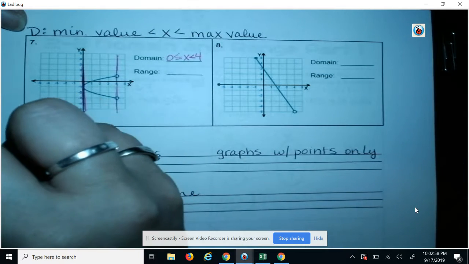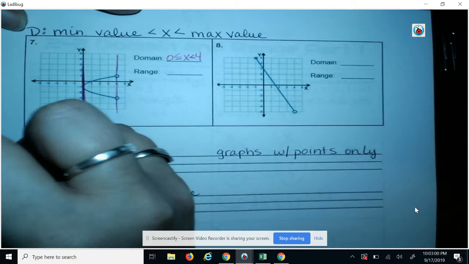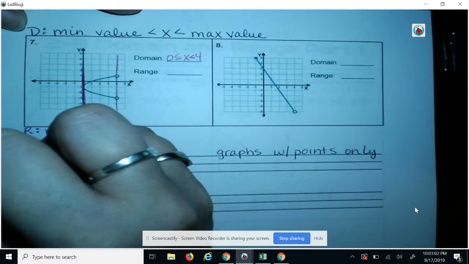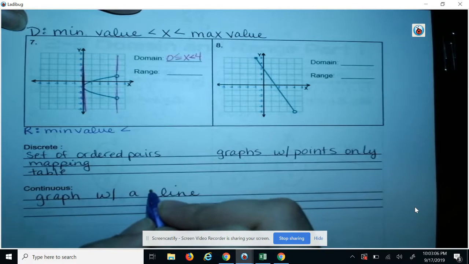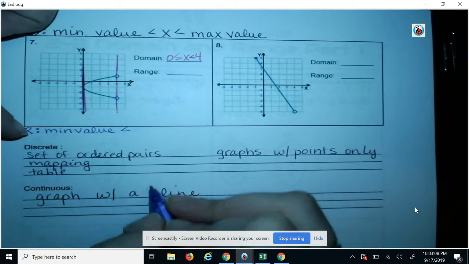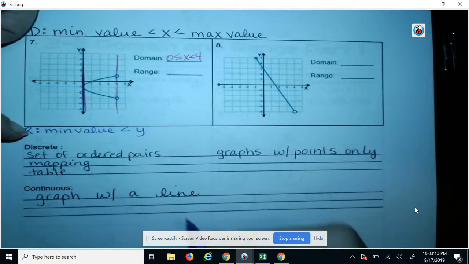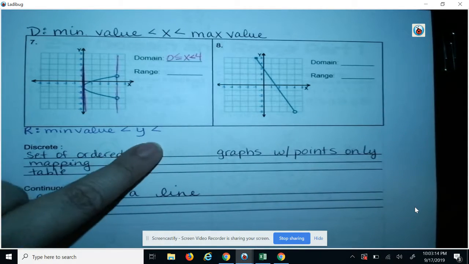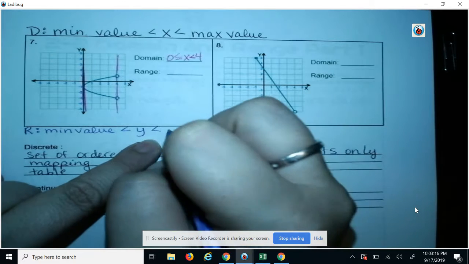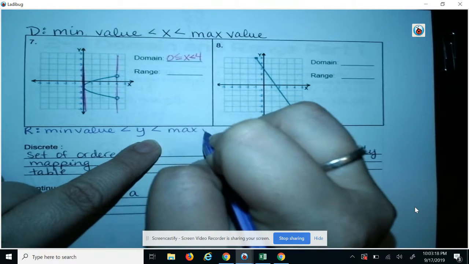Okay, when we write our compound inequality for the range, we also want our minimum value, a less than or equal to. But remember, range is a y, not an x, but a y. And then surrounded by either a less than or equal to our maximum value.